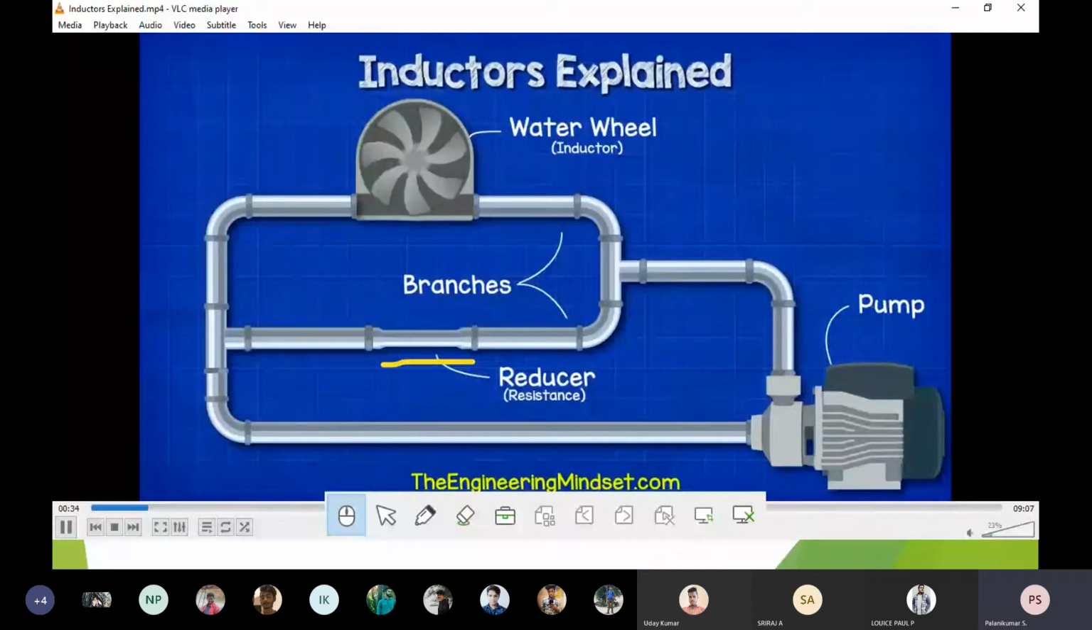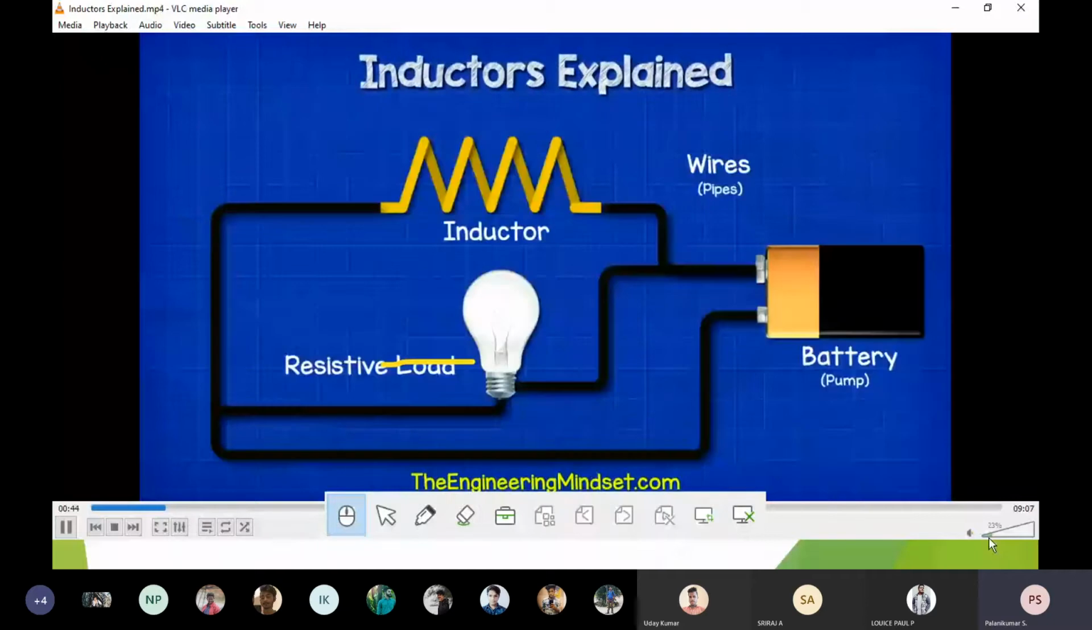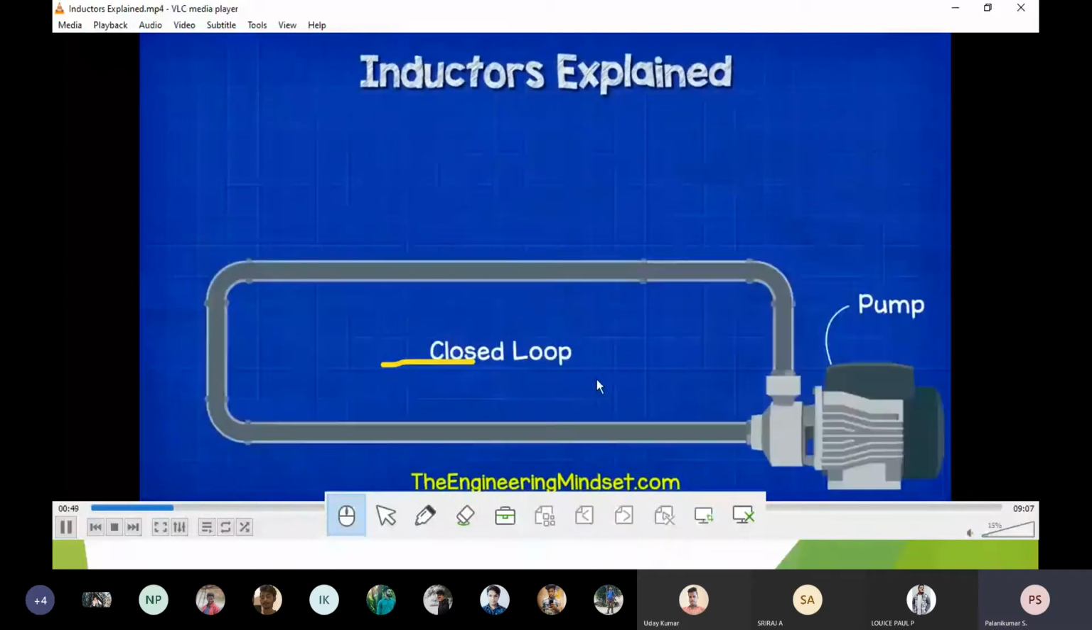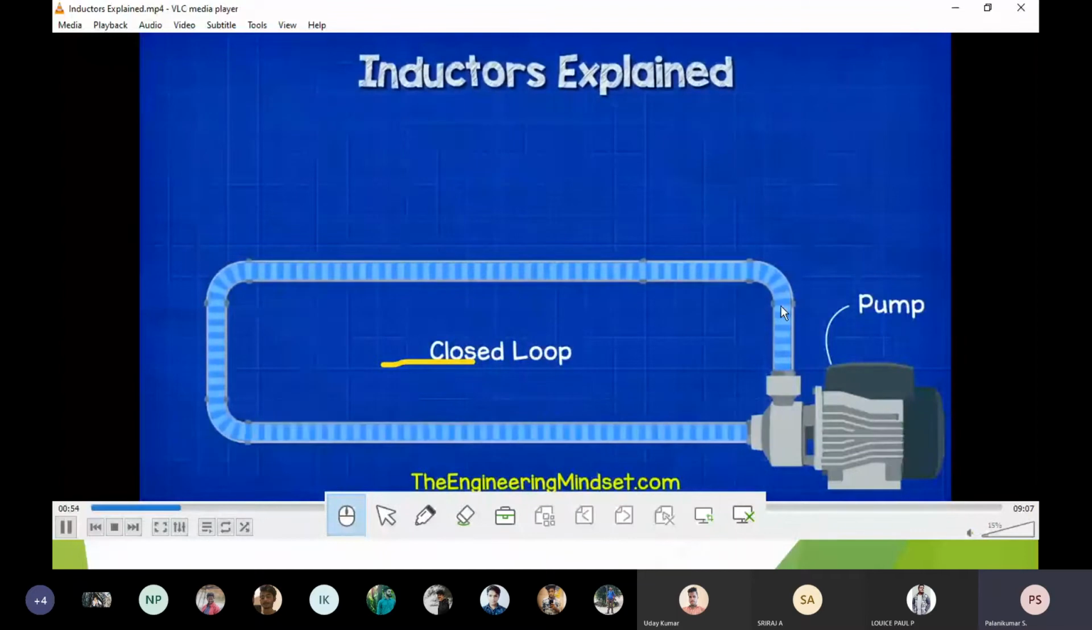Now if water is pumping, what will happen automatically? It will go to both branches. Suppose only a resistive pipe alone is there, what will happen? Suppose a closed loop arrangement is like this. Whatever is pumped from the pump motor will once again come back.